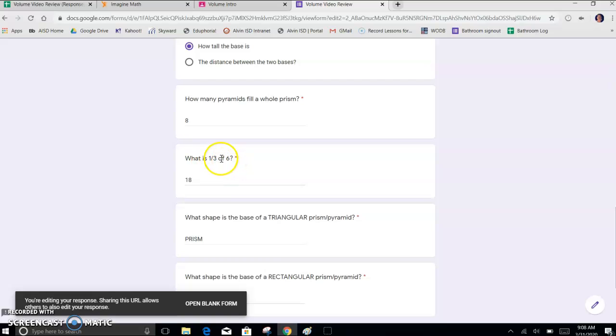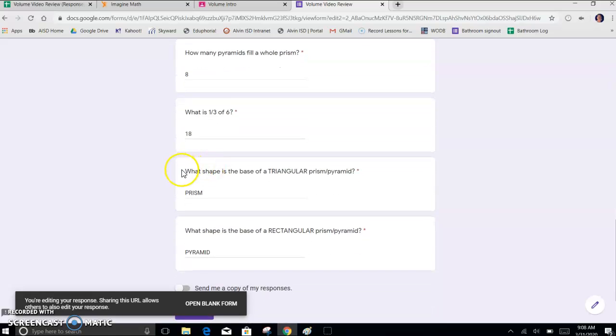1/3 of 6. The word of means multiply. I've seen quite a few of y'all get this correct. Down here, what is the shape of a base of a triangular prism? Guys, you could use Google. Go look up a triangular prism. What is the base of a triangular prism? Meaning, what does it stand on?